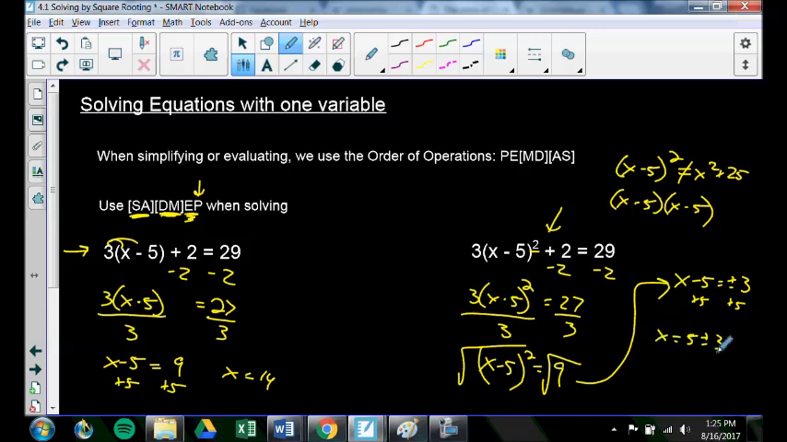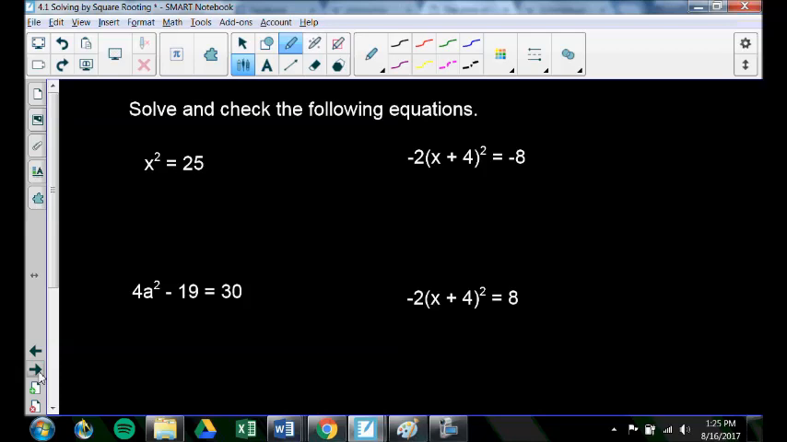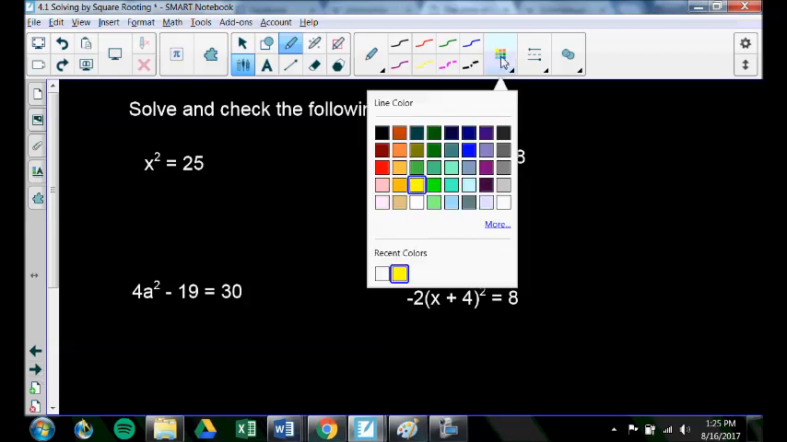I have to do this twice. 5 plus 3 is 8. 5 minus 3 is 2. Then I can plug both those answers in and check them. So if I plug in an 8, 8 minus 5 is 3, 3 squared is 9, times 3 is 27, plus 2 is 29. So the 8 checks. Plug in a 2. 2 minus 5 is negative 3, squared is 9, 27, 29. They both work. If there's just 1 variable, solving these by square rooting is rather simple. So if you want to take a second to pause this and work through these problems, that would be encouraged.